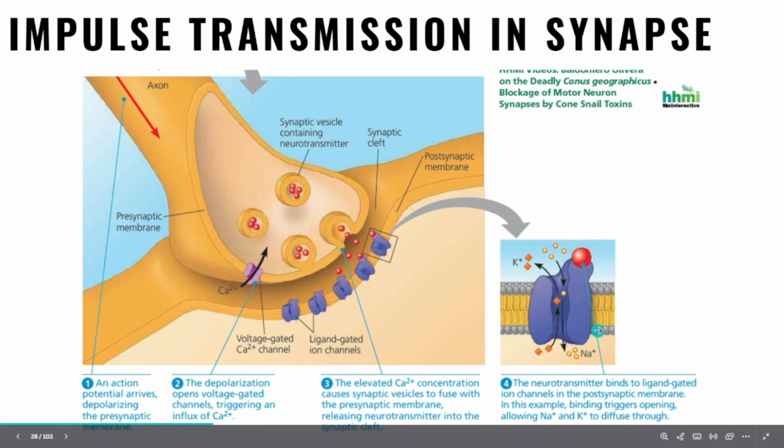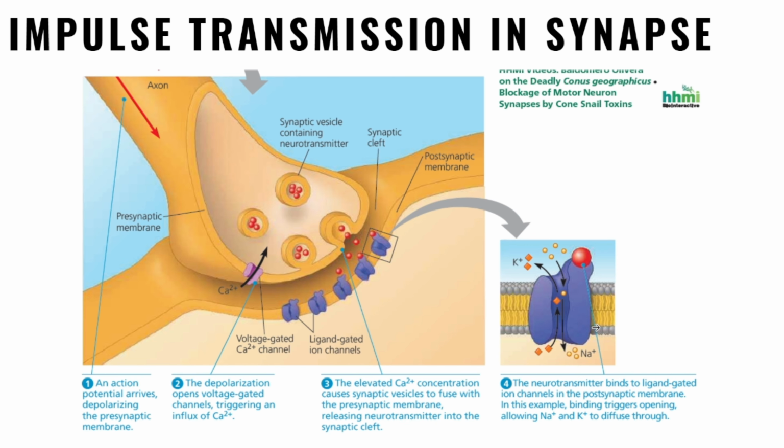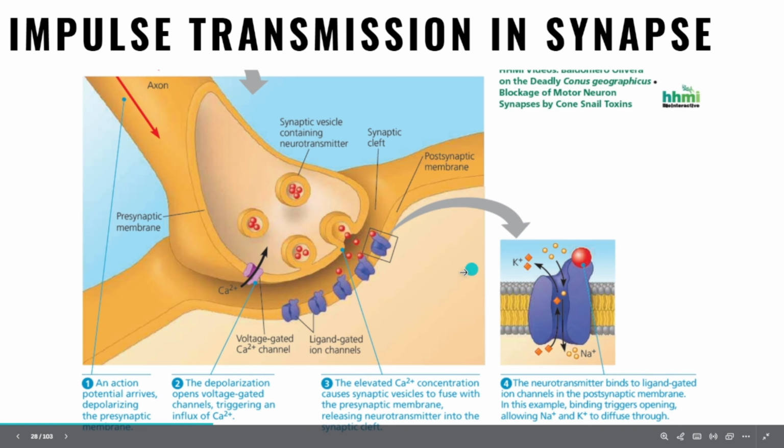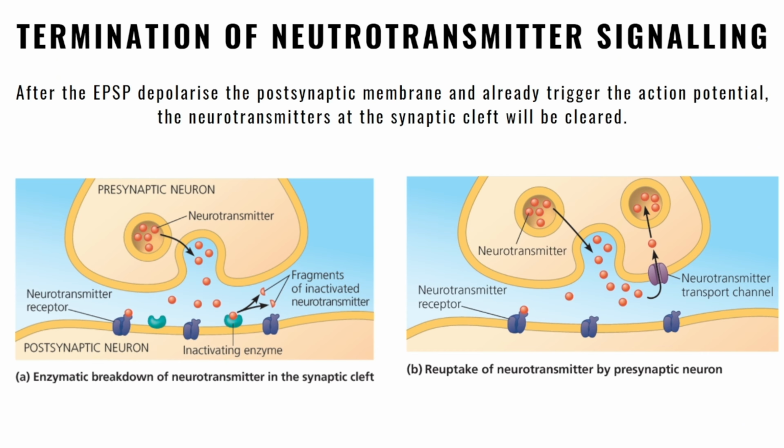For this situation, it is activating the sodium potassium pump. If it does not have this neurotransmitter, this sodium potassium pump is inactivated. But once the neurotransmitter binds and it is activated, it will reach the threshold level and trigger the action potential. Okay, so this is the termination.